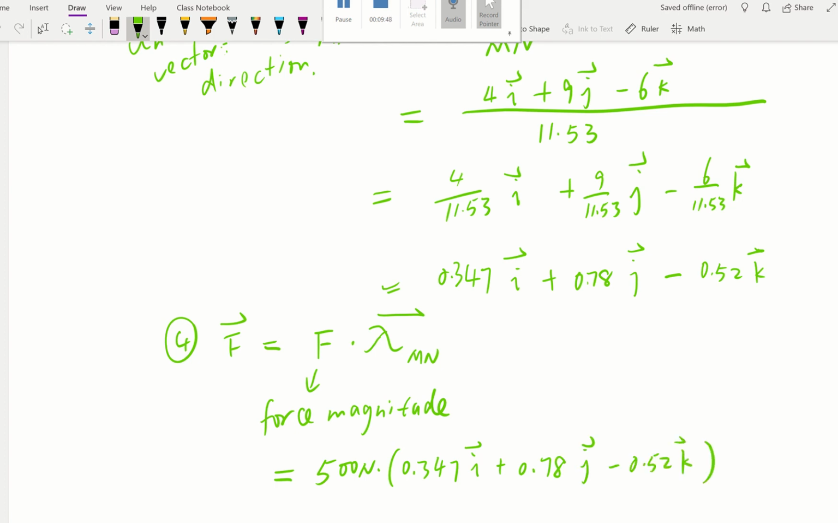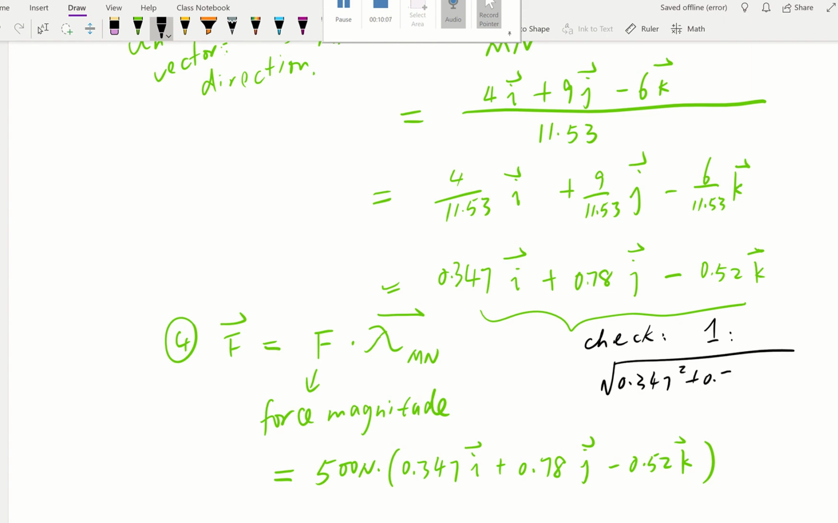And here I'm going to challenge you to see if you can verify that this unit vector has a magnitude of 1. How do we do that? You go 0.347 squared plus 0.78 squared plus negative 0.52 squared. See if that indeed gives you 1. If it did, your logic is right.